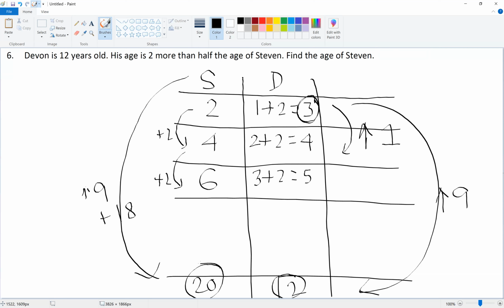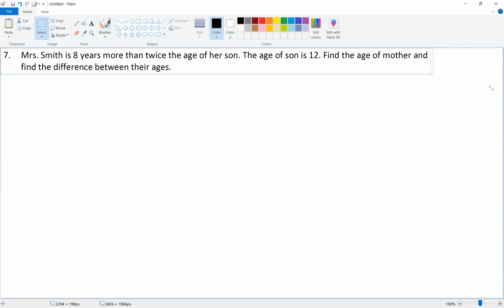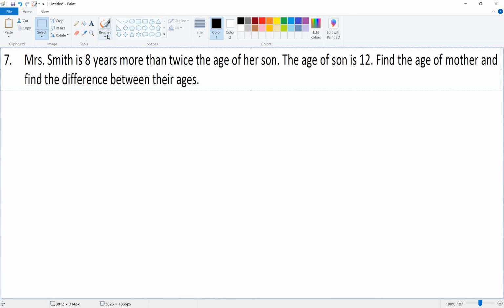Okay. You got to look at the pattern. If that looks difficult, you can do the brick method. That always works, unless it's very complicated. Nandini, number 7.